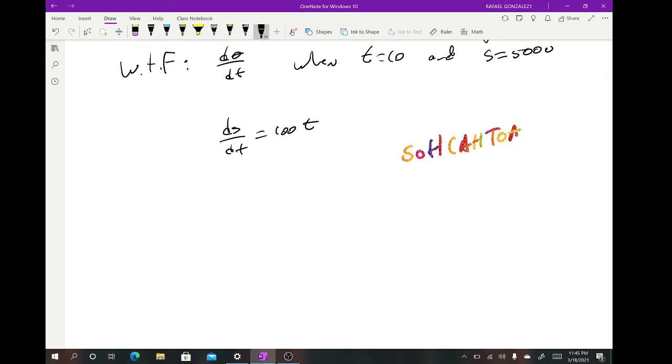Remember SOHCAHTOA? SOHCAHTOA tells you that sine theta is equal to opposite over hypotenuse, and cosine theta is equal to adjacent over hypotenuse, and tangent theta is equal to opposite over adjacent.